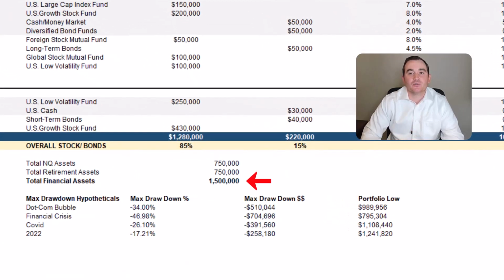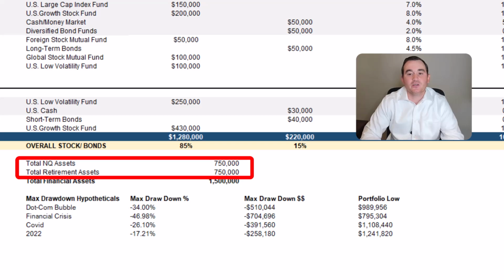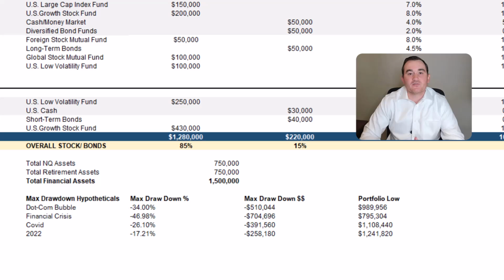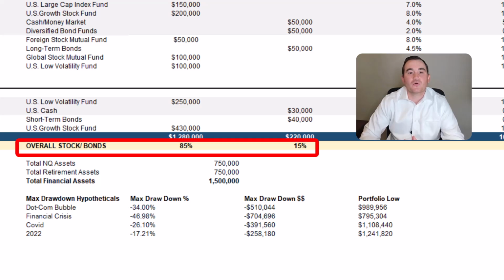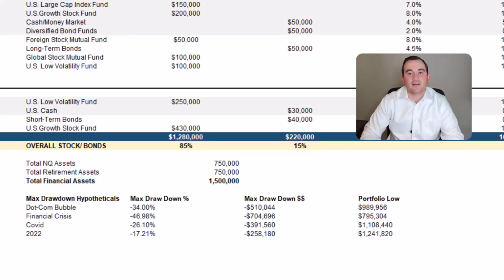This doesn't include their primary residence, which we'll be ignoring in this case because they do want to assure that they'll never have to use this asset for living expenses in retirement. So it wouldn't necessarily be relevant for how they're investing their money. Of those $1.5 million in investment assets, the accounts are split equally between non-retirement and retirement accounts. They have a number of different types of investments that total to an overall allocation of 85% in stock and 15% in bonds. We'll take a deeper look at this at a later point in the video.